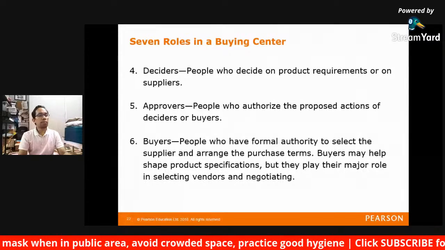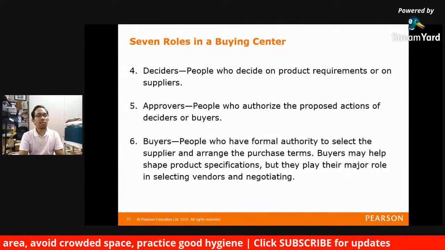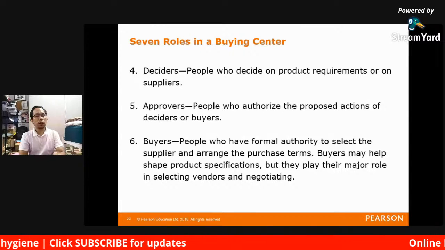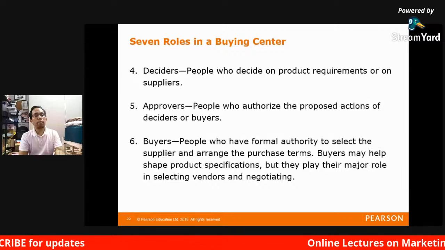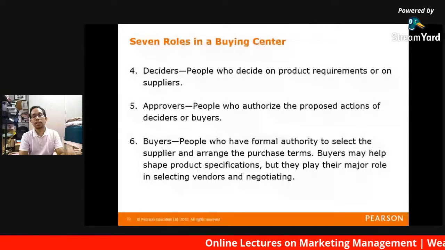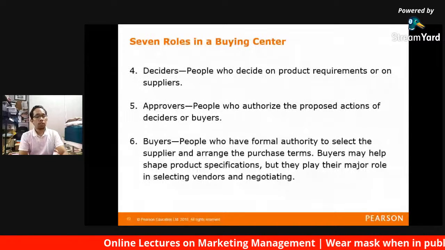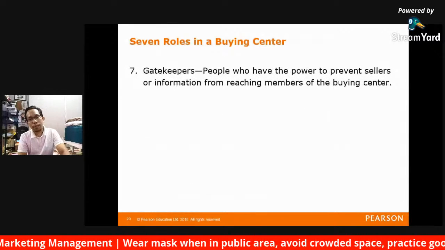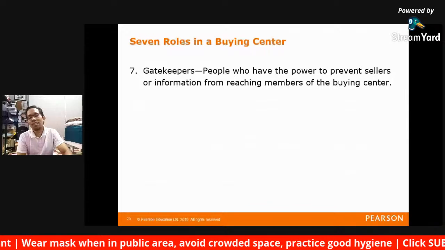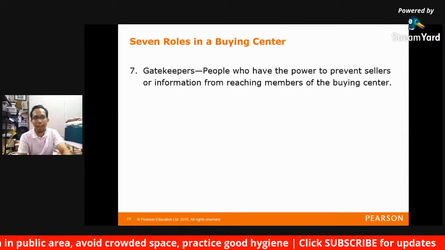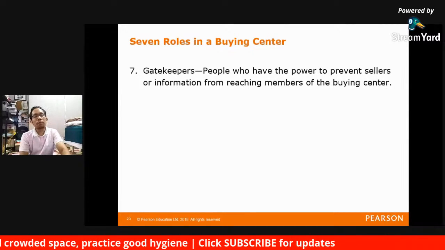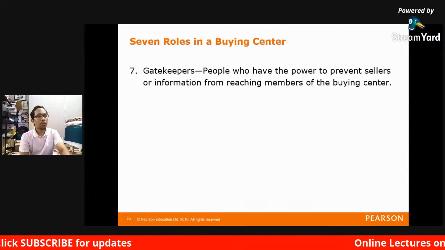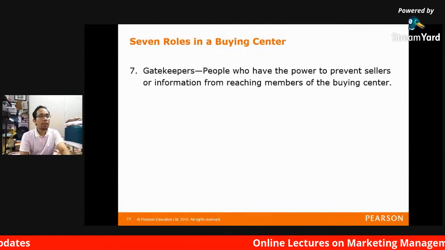And buyers: people who have formal authority to select the supplier and arrange the purchase terms. Buyers may have shaped product specifications, but they play their major role in selecting vendors and negotiating. All right, the last one, the gatekeeper. Normally people involved in secretarial jobs, who have what we call information access.